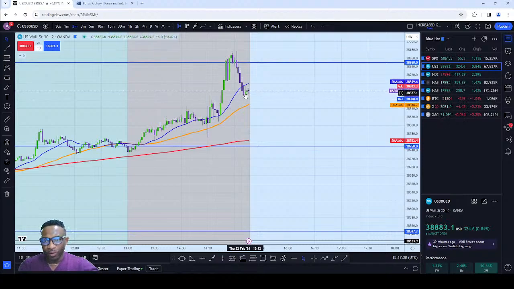So you look for buy positions to ride with the trend.